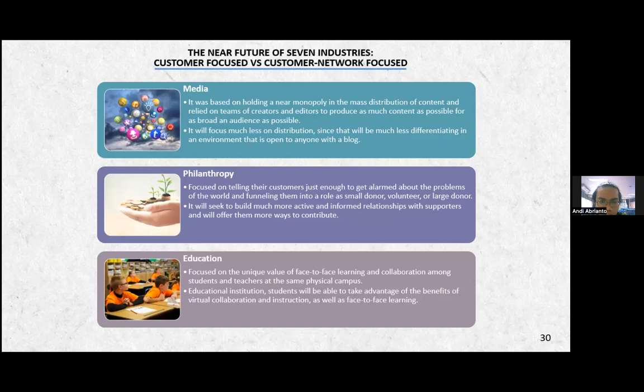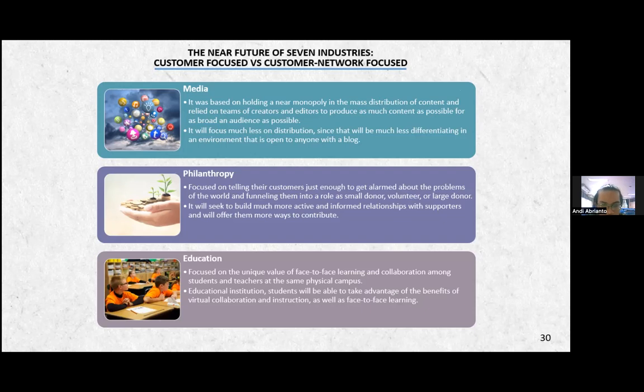And in the philanthropy industry, in customer focus, they focus on telling their customers just enough to get alarmed about the problems of the world and funneling them into a role as small donor, volunteer, or large donor. And in customer network focus, it will seek to build a much more active and informed relationship with supporters and will offer them more ways to contribute.